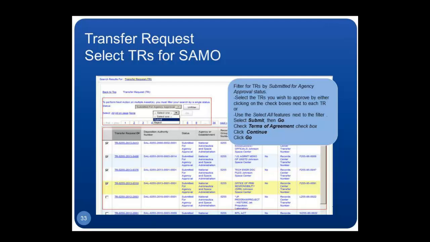Now, if this sort of en masse bulk process is utilized, there is, to my knowledge, not any limit on the number of forms that can be submitted using this process. We've in the past seen scenarios where hundreds of forms have been processed through the next step in the ERA system using this process. So again, when searching for transfer forms in submitted for agency approval status, you'll see on the screen there is a filter which needs to be applied to submitted for agency approval status.